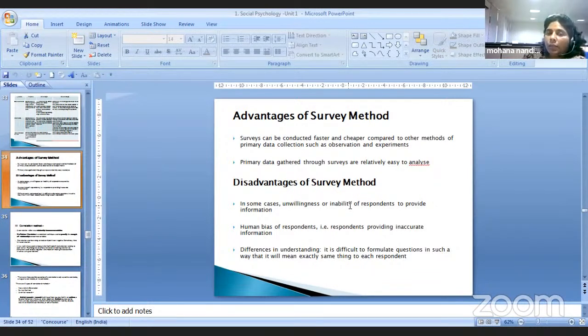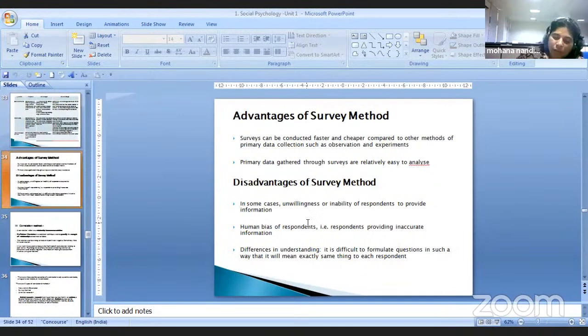Compared to other methods of primary data collection such as observation and experiments, primary data gathered through surveys are relatively easy to analyze. What are the disadvantages? In some cases, unwillingness or inability of respondents to provide information.